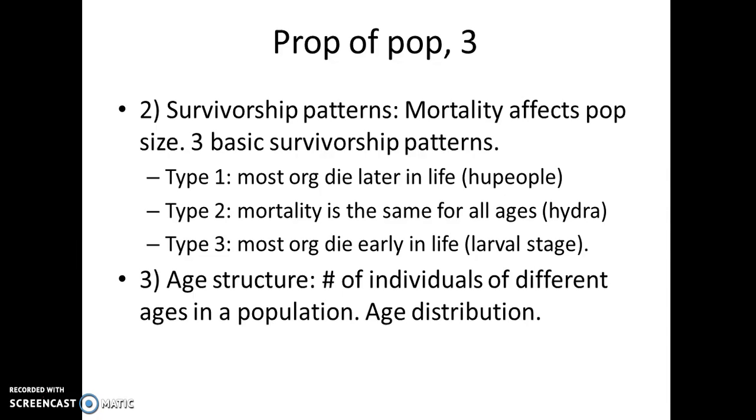The second property of population is the survivorship patterns. So this is going to be silly, but the mortality affects population size. There are 3 basic survivorship patterns. In type 1 organisms, most organisms die later in life, like us. Most organisms die later in life. Not all, most. Type 2, mortality is the same for all ages, just like Hydra. They're pretty much the same size and height, and it doesn't really matter when they die.